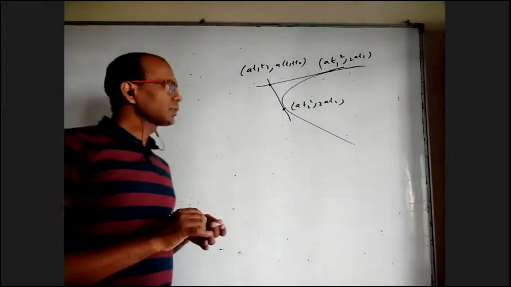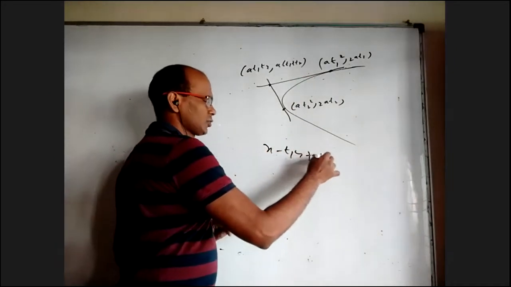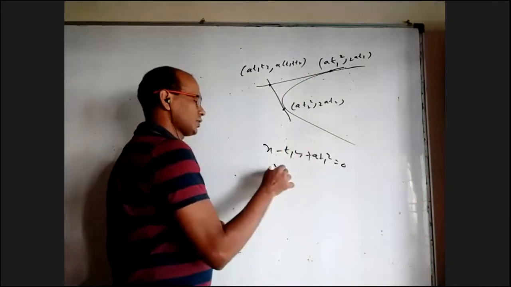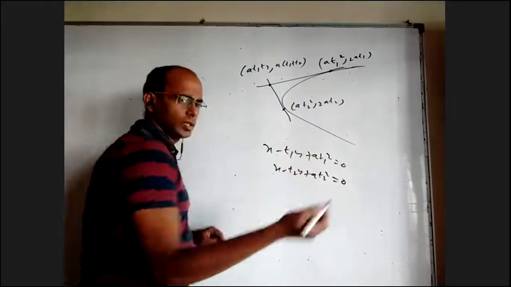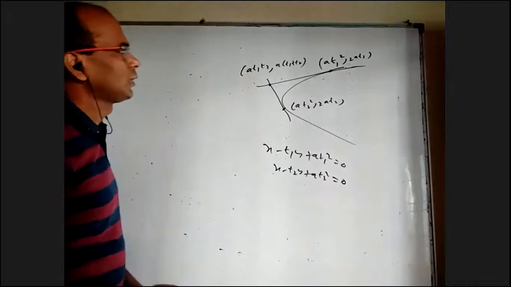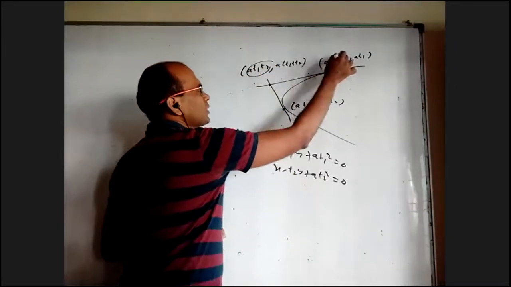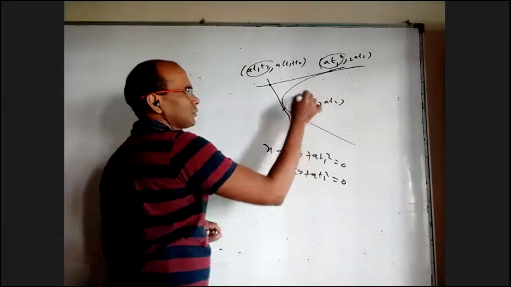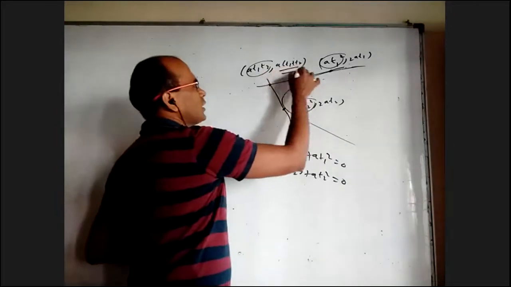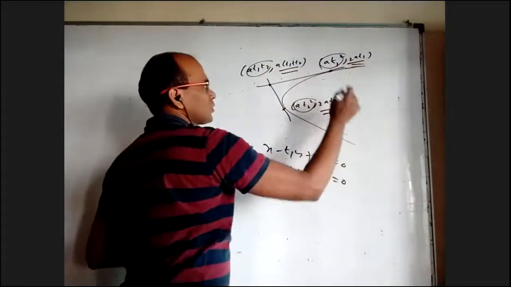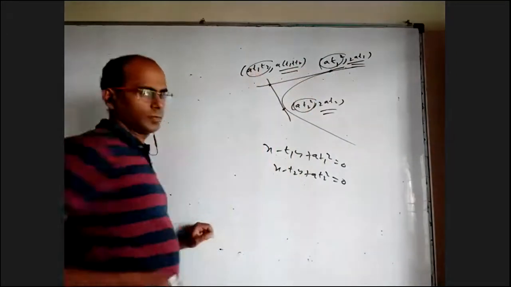How did this come? You take the tangent equation here, x minus T1y plus AT1 square equal to 0. Take tangent here, x minus T2y plus AT2 square equal to 0. Solve these two, you will get this point. You can notice carefully, this x coordinate is the geometric mean of this x coordinate and this x coordinate. And this y coordinate is the arithmetic mean of this y coordinate and this y coordinate. This plus this by 2 is this, root over this into this is this.